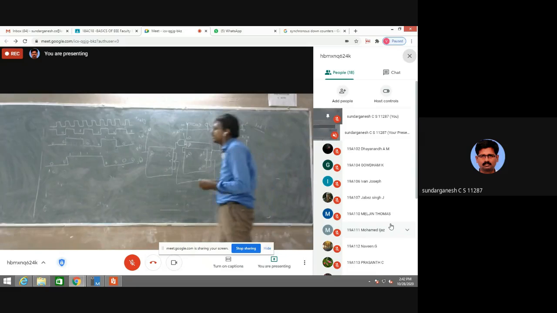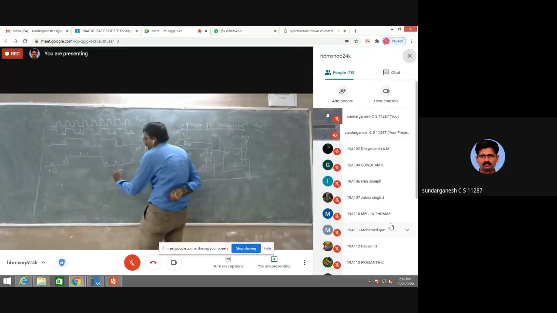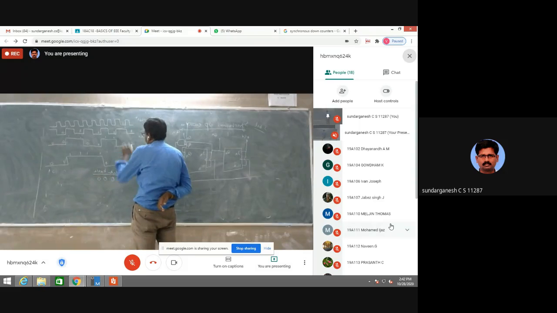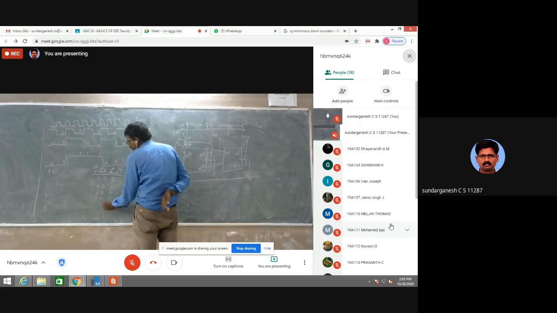Okay, now we can write the truth table. Truth table. Before the first state it is 0, 0, 0. Now QA is the lowest bit, then QB and QC. 0, 0, 1, 0, 1, 0, 0, 1, 1, 1, 0, 0, 1, 0, 1, 1, 1, 0, 1, 1, 1.